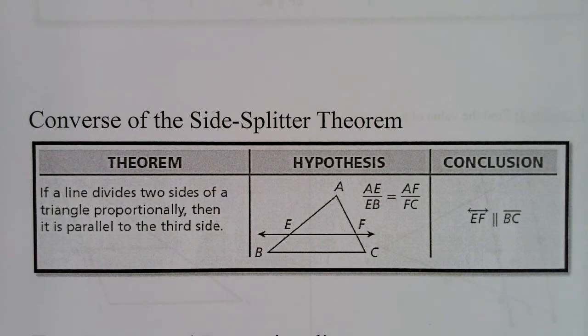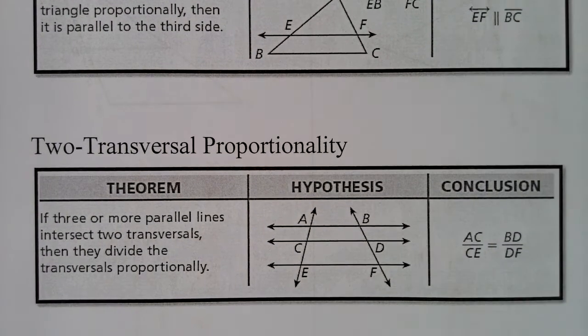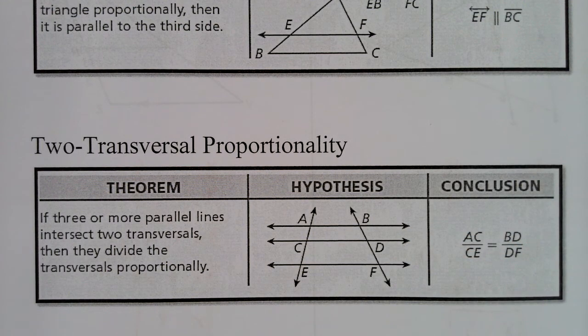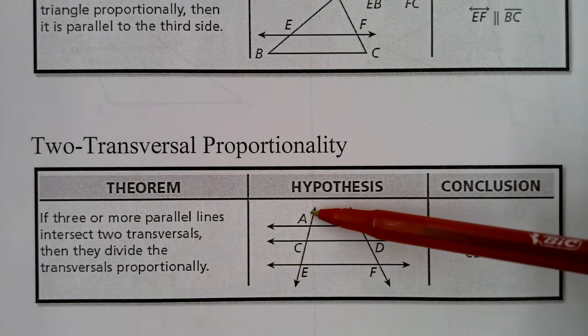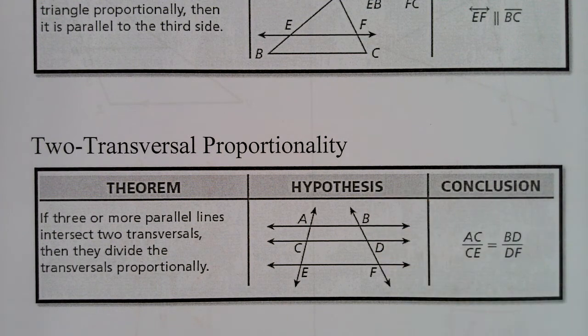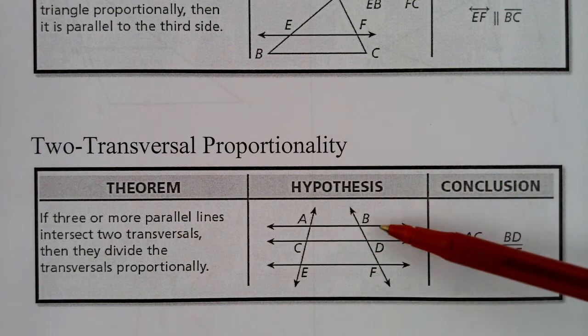Now we're going to take the theorems that we've just done so far today, and we're going to expand it a little bit into something known as two-transversal proportionality. And here we go. If you have three or more parallel lines, so in this case we have three parallel lines. See, these three lines are all parallel. If you have them intersecting two transversals, so this is a transversal, and this is a transversal, then they divide the transversals proportionally. So in this diagram, you can conclude that AC over CE equals BD over DF.